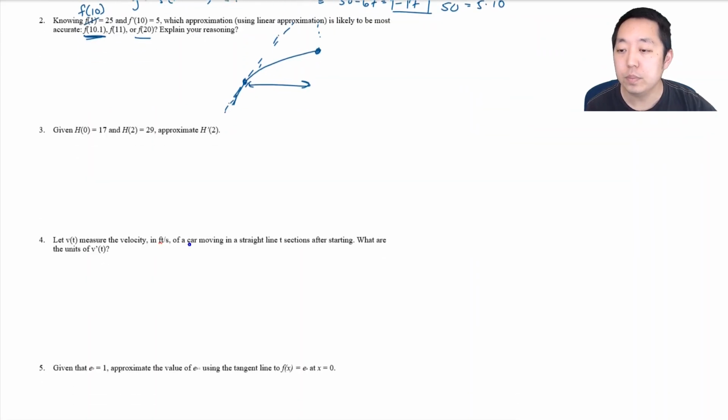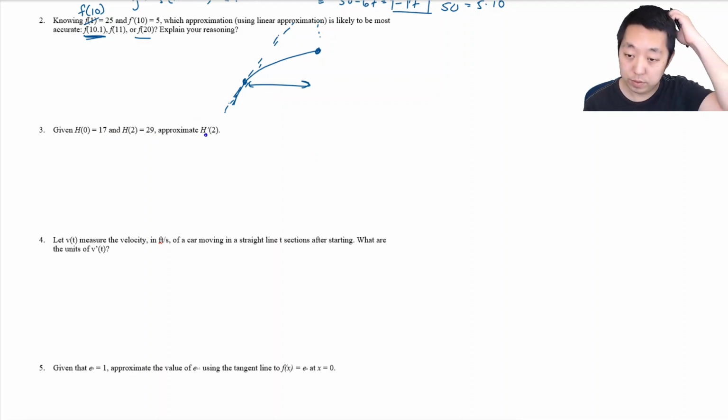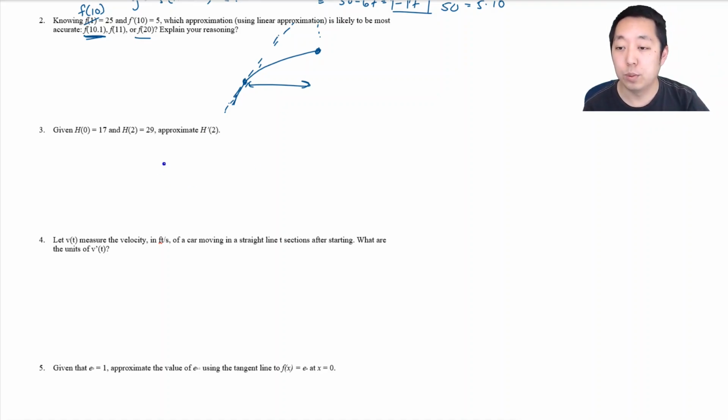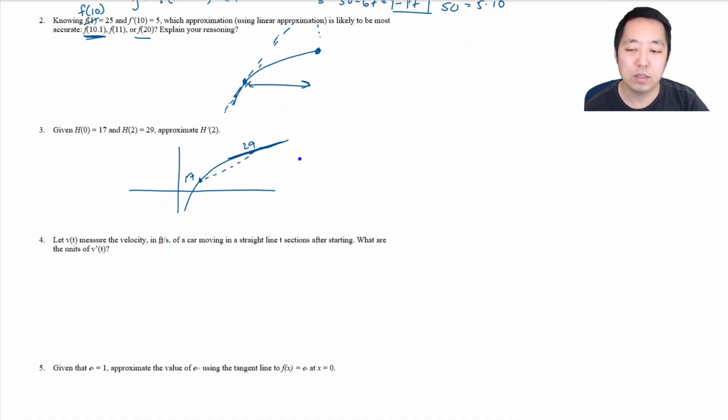Okay. So given h of 0 is 17, h of 2 is 29, approximate h prime of 2. This is approximating a derivative from 2 points. And so this is kind of the reverse idea. If I know h of 0 is 17 and h of 2 is 29, and I want to estimate this derivative here, like the tangent line slope, I can estimate it with the secant line slope. It's not perfect, but it's pretty close.